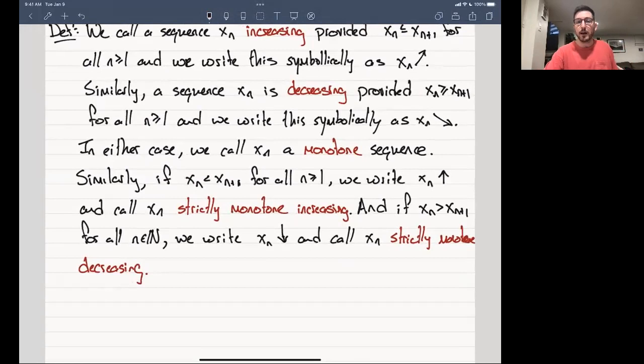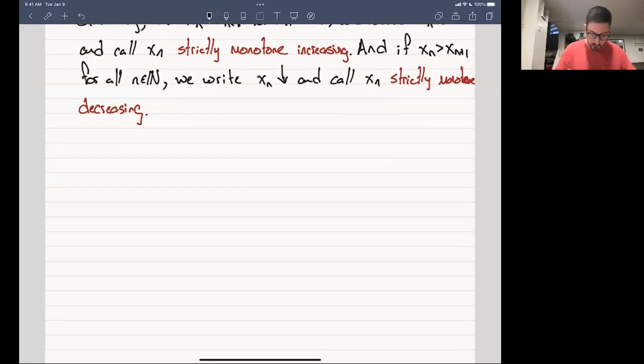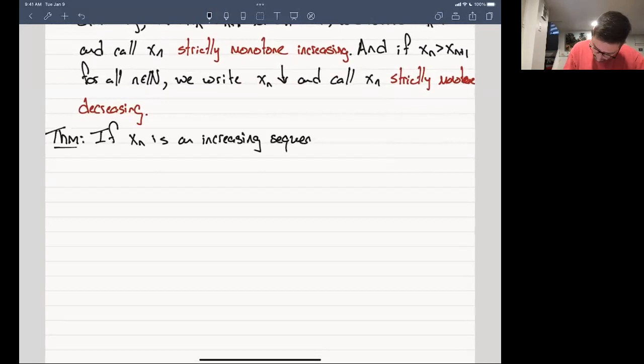We have to have the right nomenclature in order to speak about these things appropriately. So now that we have a definition of increasing and decreasing sequences, let's start with our first result of the lecture. So this theorem is going to say, if xn is an increasing sequence, then xn converges to the supremum of xn. So remember, we defined the supremum in the previous lecture.